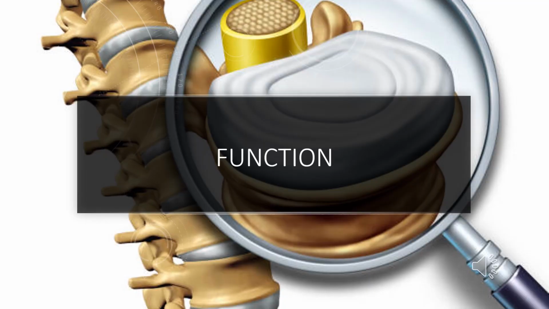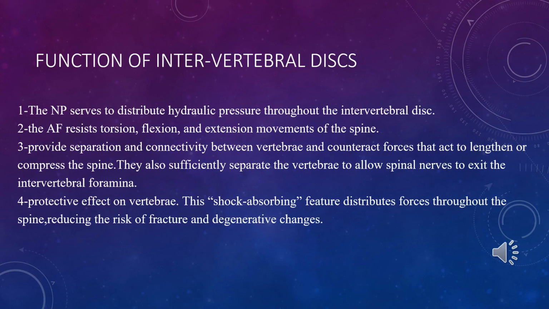Function of intervertebral discs. The NP serves to distribute hydraulic pressure throughout the intervertebral disc. The AF resists torsion, flexion, and extension movement of the spine, provides separation and connectivity between vertebra, and counteracts forces that act to lengthen or compress the spine. They also sufficiently separate the vertebra to allow spinal nerves to exit the intervertebral foramina.